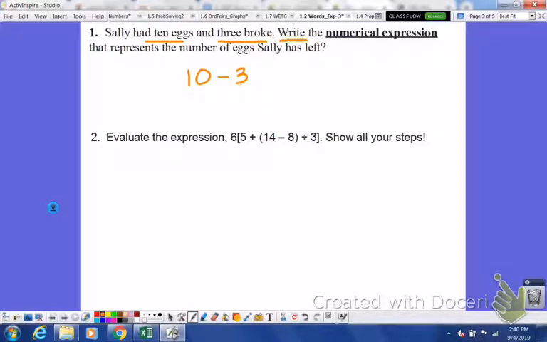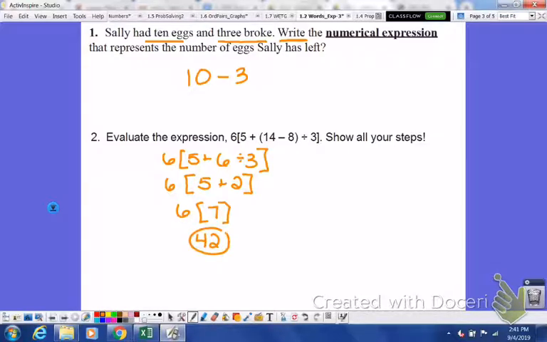So we're kind of wrapping up this lesson, going back, reviewing a few concepts. So we've got 6, and inside our bracket, again, parentheses first, so 14 minus 8 will give us 6, divided by 3, and again, just like before, division before addition. So 5 plus 6 divided by 3 gives us 2. And staying in those brackets, 5 plus 2 gives us 7. For a final answer of 6 times 7 is 42.